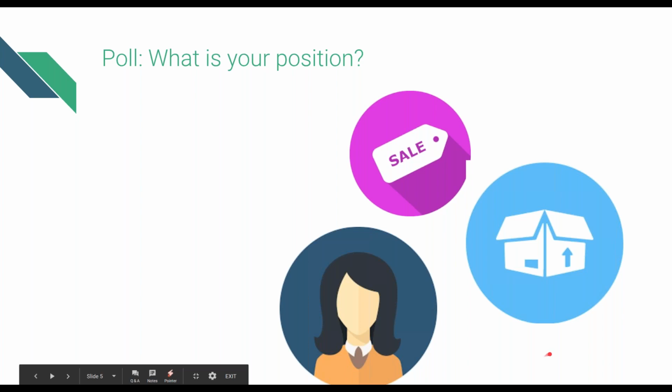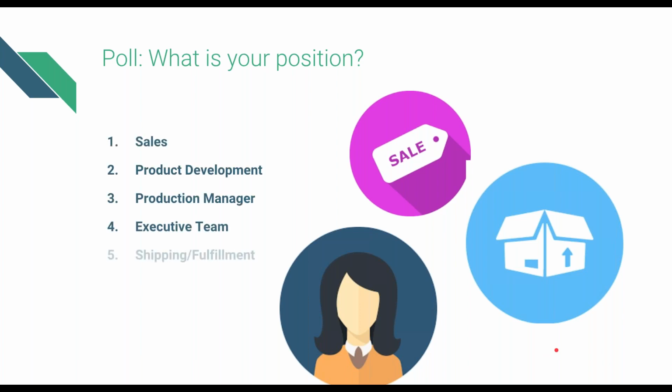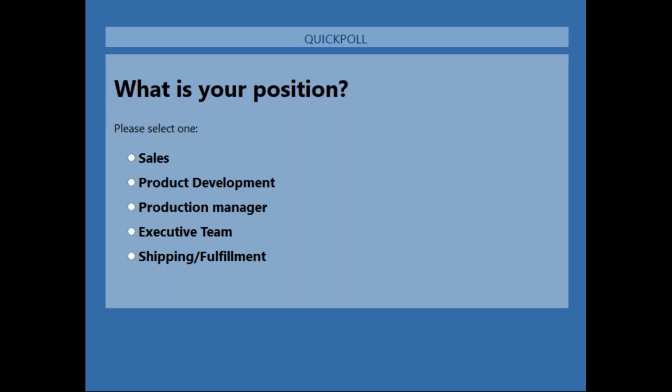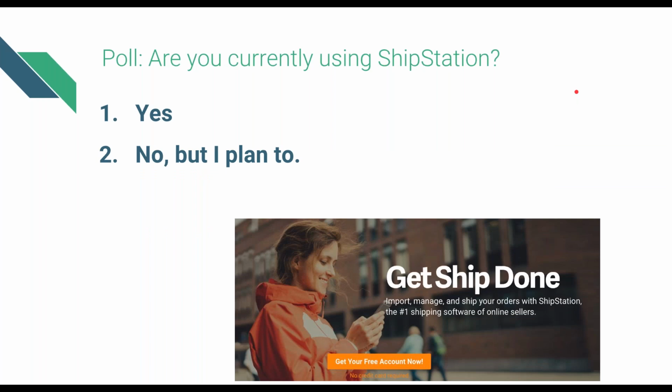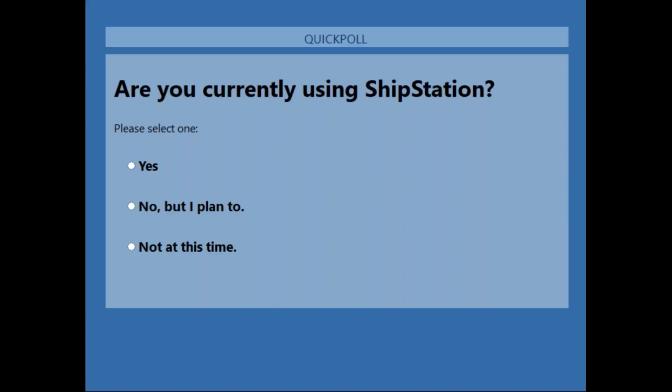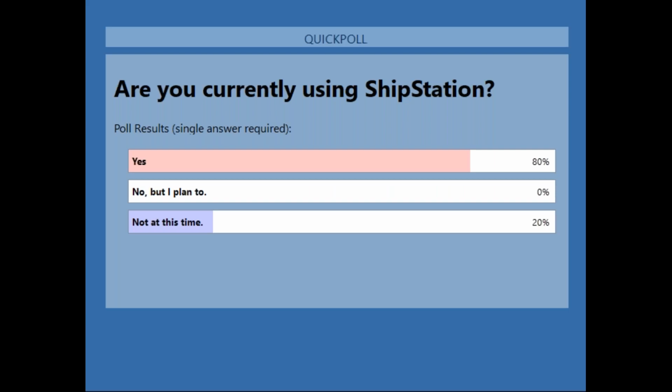All right, we've also got another poll. We're going to ask you about where you fit in the business. Give you a quick second to fill that out. Perfect. So it looks like we've got some sales here, some product managers, and some executive team members. Welcome. Thank you for being here. Last question here. Are you currently using ShipStation? That is our next question. Want to give some context if you're not. Awesome, we'll go ahead and take a look at those results. Perfect.